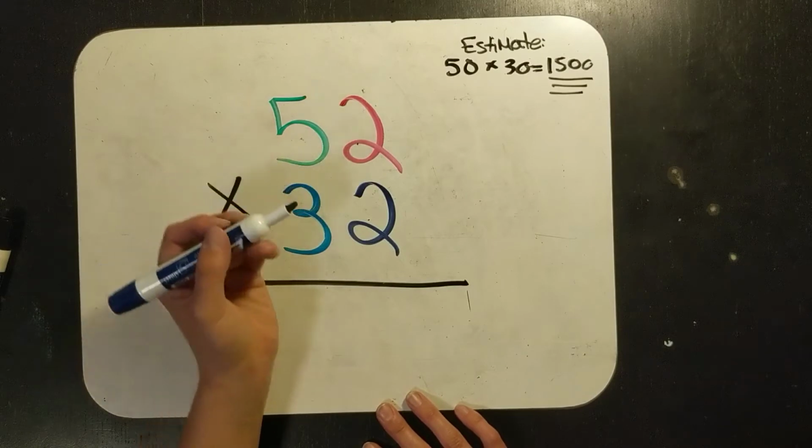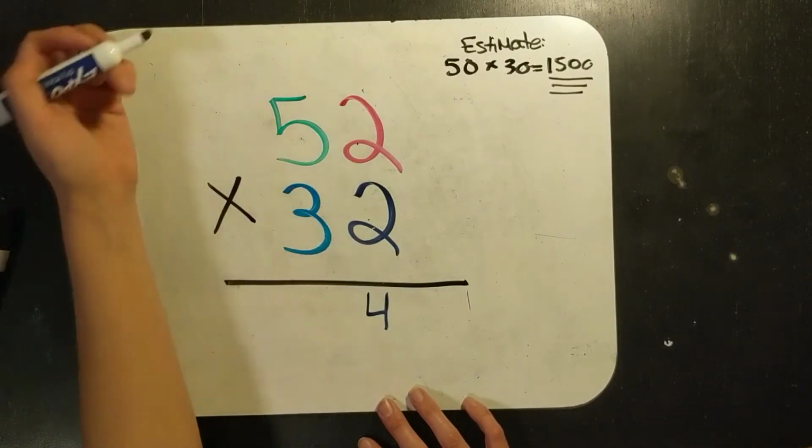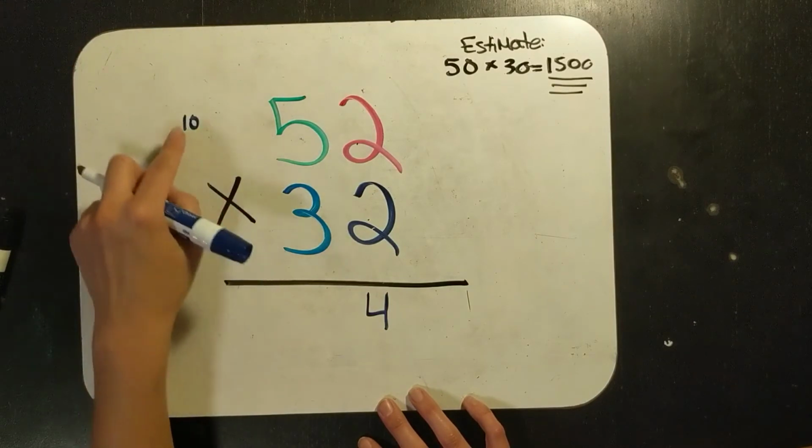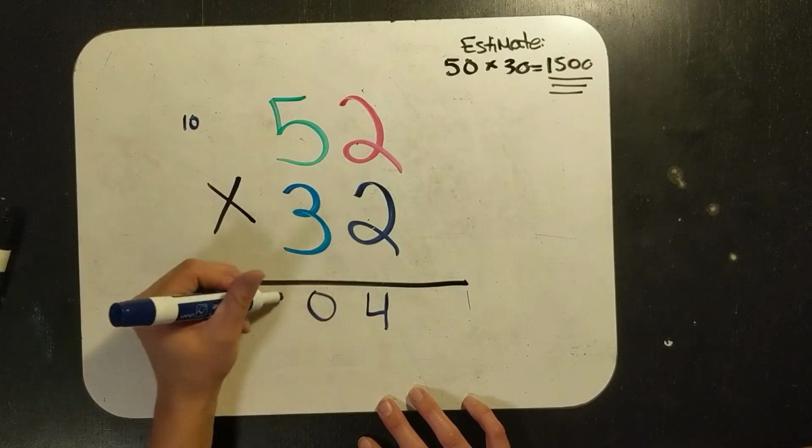So 2 times 2 is 4, so I'll put it right underneath here. And then 2 times 5 is 10. And I don't have to carry the 10 because we're done now. So I can just put 10.